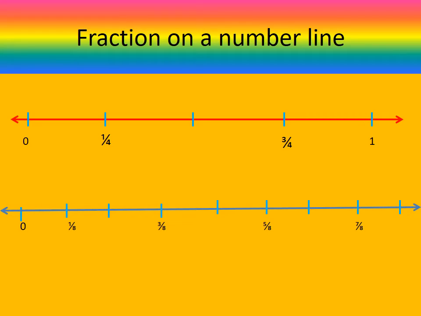Now, fraction on a number line. To show 3 by 4 on a number line, we first divide the line segment between 0 and 1 into 4 equal parts. The third mark from the origin represents 3 by 4.